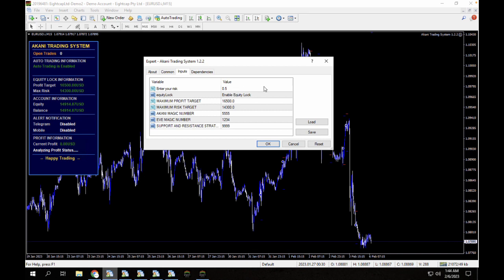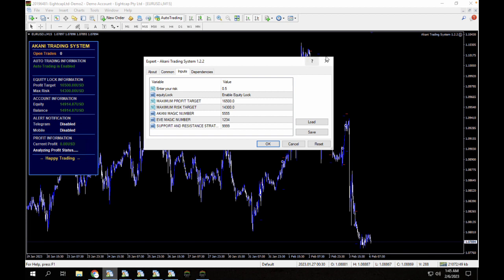The reason why I'm using 0.5% as my risk is because I want to risk only 0.5% per trade. Remember, Akani Trading System might enter 2 trades in a sell position on the default Akani strategy, so that means we are risking 1% per trade in some scenarios.